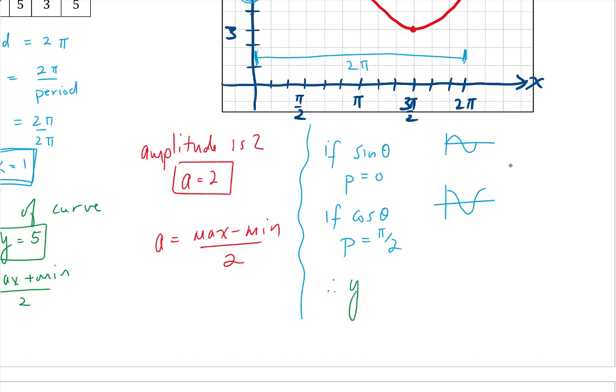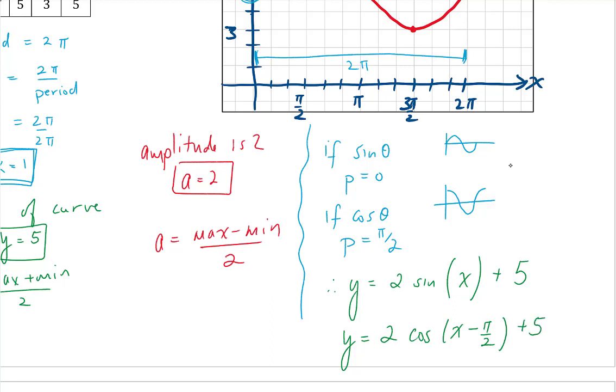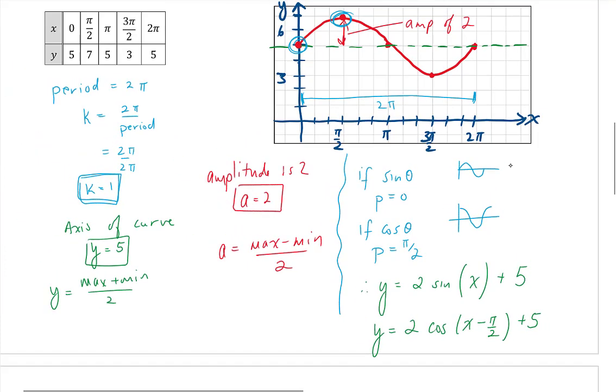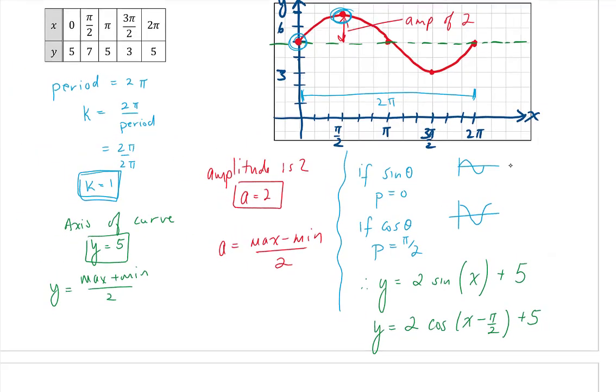So therefore, y is equal to 2 sine of our k value, which is 1, and our phase shift, which is 0, which means we have sine of x, plus our q value, which is 5. Or we can write it as cosine, which is y equals 2 cosine x. Again, our k value is 1, so we just have to include our phase shift of pi over 2, and again, add 5. And we found the equation for the given sinusoidal function.